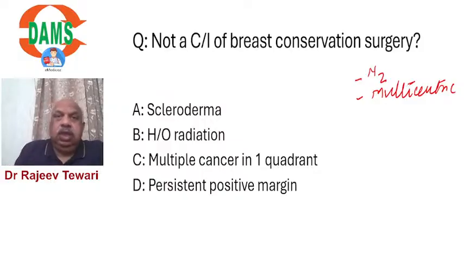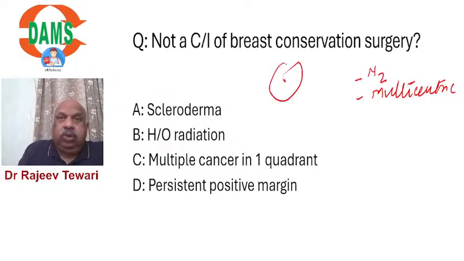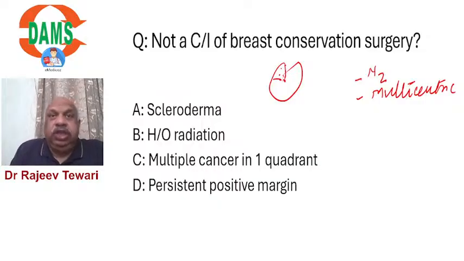Multicentric means multiple outside the quadrant. This is what they do ask. What is multifocal and multicentric? Multifocal, multiple in one quadrant, that's not a contraindication because you can do quadrantectomy. But multicentric outside the quadrant is a contraindication.